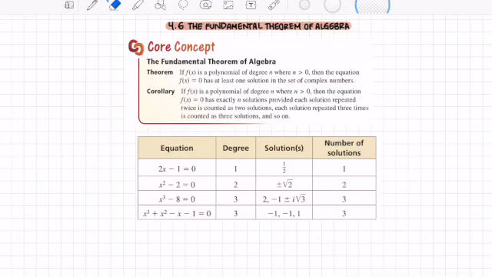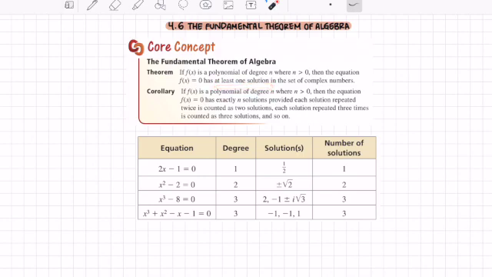Hi guys, so today we're going to be looking at 4.6, the fundamental theorem of algebra. The fundamental theorem of algebra states that if f of x is a polynomial of degree n, where n is greater than 0, then the equation f of x equals 0 has at least one solution in the set of complex numbers.